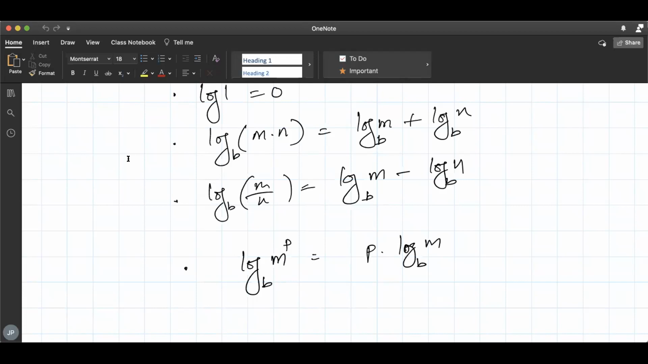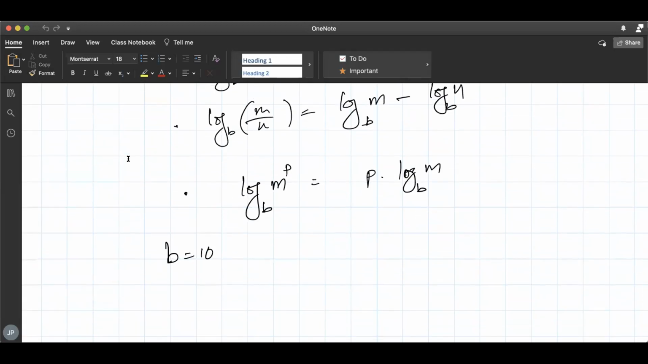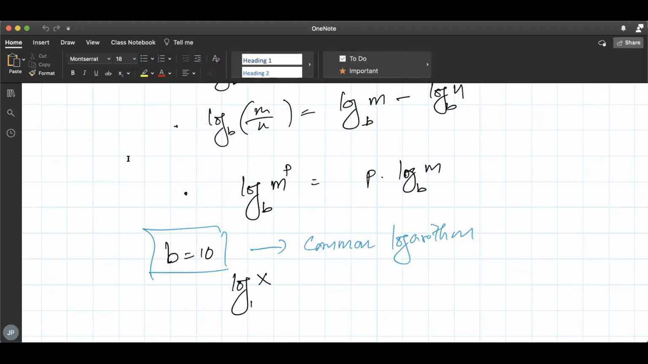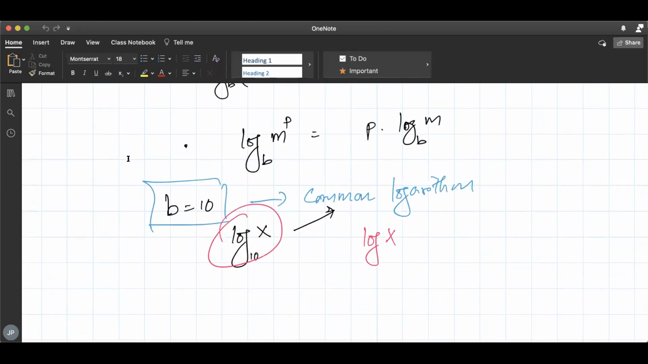Logs, typically this base b, if base b is 10, like we have the base 10 decimal system, right? If the base is the decimal system base, we call it the common logarithm. So a log of some x to the base 10, that's a common logarithm. And whenever we refer to common logarithm, we can even ignore writing the base. We don't have to write the base, okay? Because it's a common logarithm, you don't even need to specify what the base is.